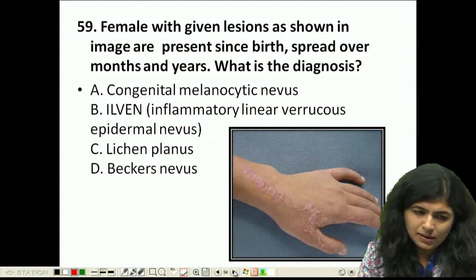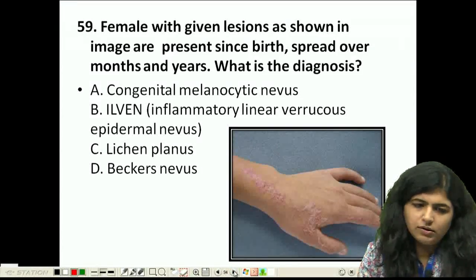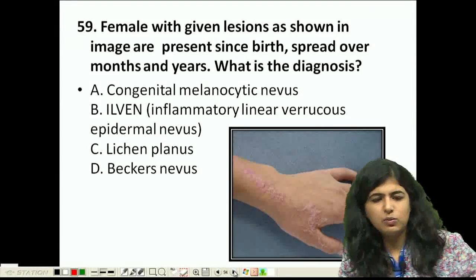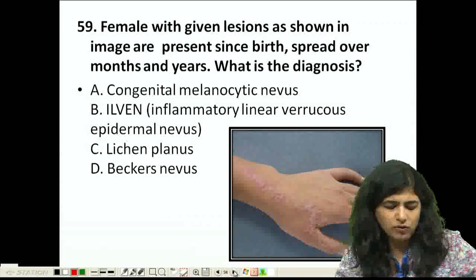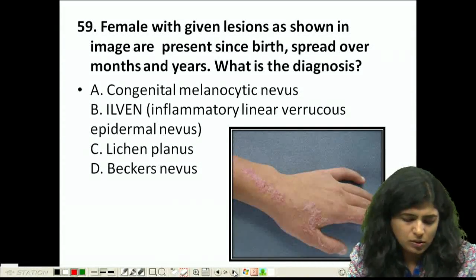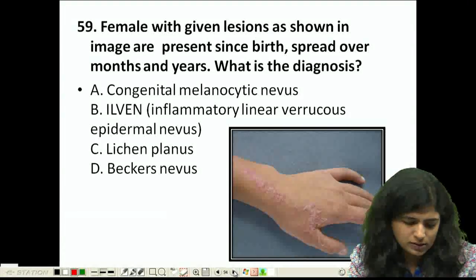Question number 59. Female with given lesions as shown in the image, present since birth, spreading over months and years. What is the diagnosis?